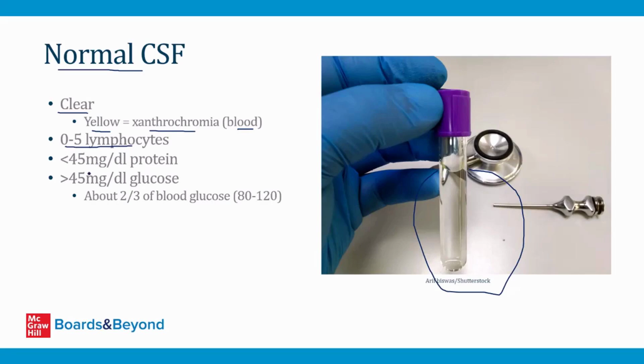The protein level is usually low, less than 45 milligrams per deciliter, and the glucose level is usually higher than that, usually higher than 45 milligrams per deciliter. The glucose level in the CSF is usually about 2/3 of the blood glucose. So a normal blood glucose is about 80 to 120, and then 2/3 of that would give you a value greater than 45, which is what you normally see.